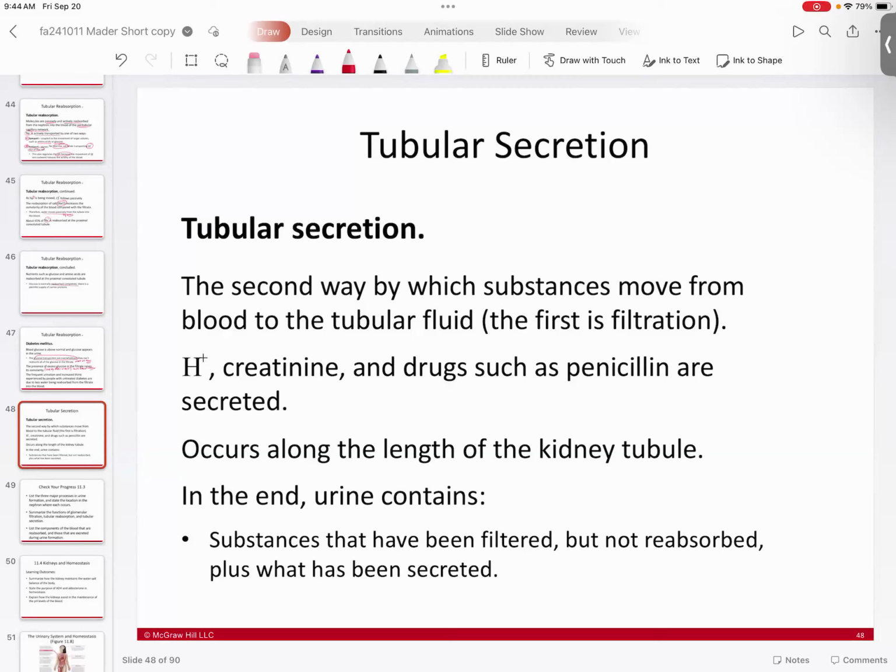Now let's take a look at tubular secretion. This is the second way. We did the first way of moving substances, metabolic waste from the blood into the tubular fluid, which is filtration, right? So for instance, hydrogen ion can move in this way, creatinine can move in this way. Some drugs such as penicillin are secreted, they move in this way. This happens all the way throughout the kidney tubular system. And ultimately, the urine will contain some things that have been filtered, some things that have not been reabsorbed, and some things that have been secreted or dumped into the urine stream to get rid of.